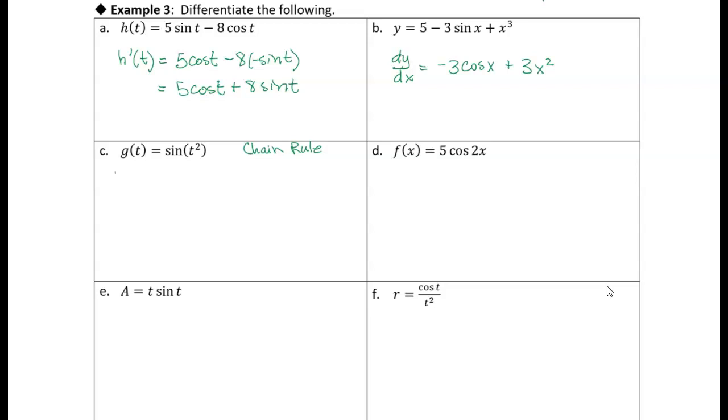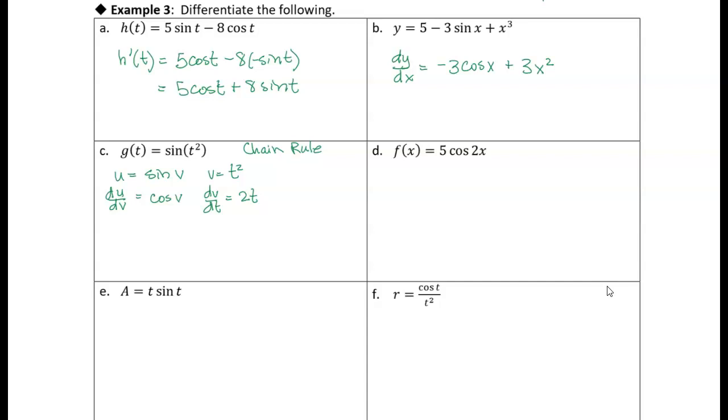All right, so I'm going to define the outside function. I'm just going to call it u. The outside function is just the sine of v, where v is equal to t squared. That's the inside function. Okay, now the derivative of u with respect to v, du dv, is the cosine of v, right? Derivative of the sine is the cosine. And the derivative of v, I'll call it dv dt now, is going to be 2t. We're just using the power rule.